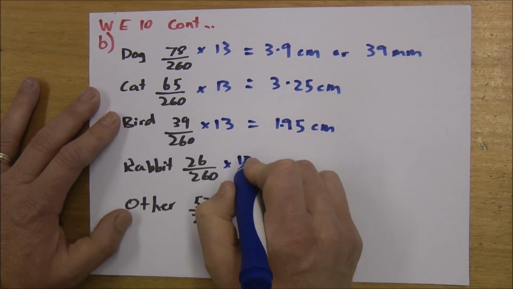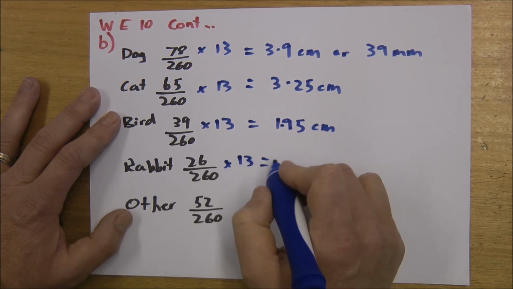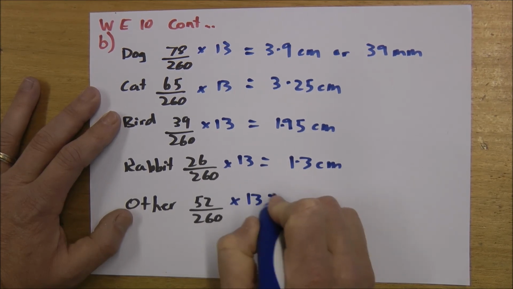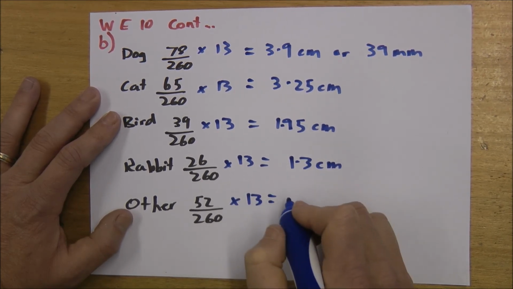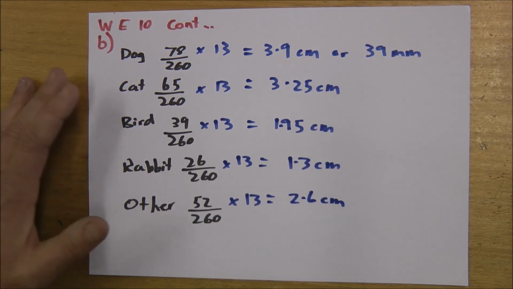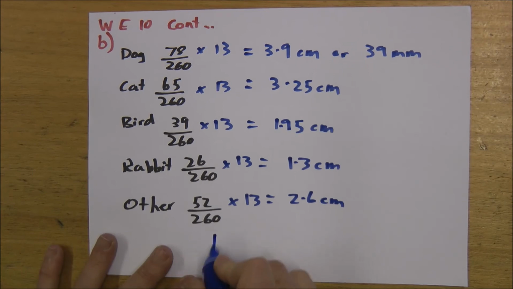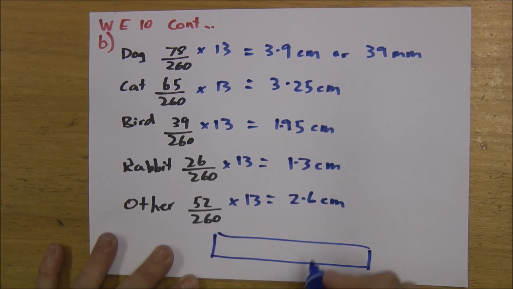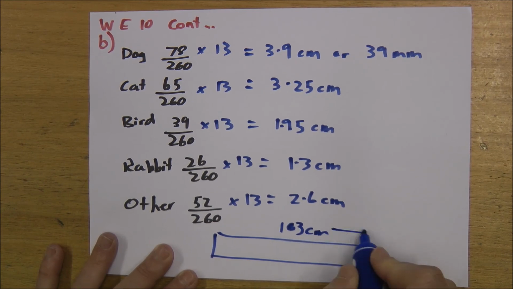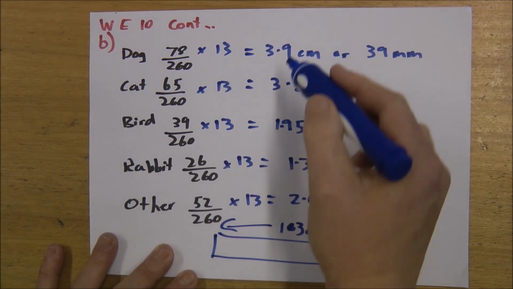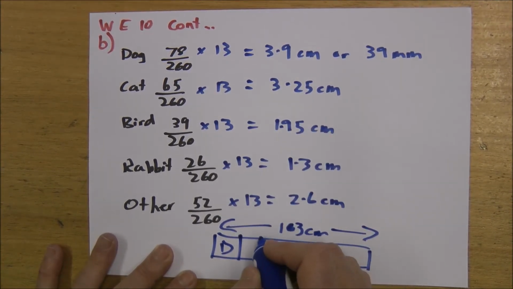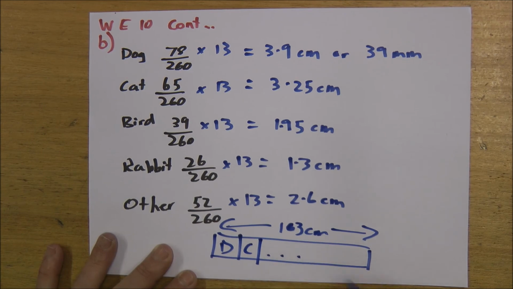The rabbits is 1.3 centimetres, and my other category will be 2.6 centimetres. So we have our lengths now. It's simply a matter of drawing up a bar that is 13 centimetres long. The first 3.9 will be the dogs, the next 3.25 will be the cat, and so on.